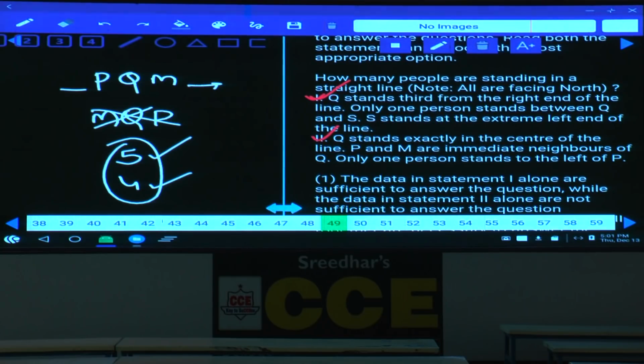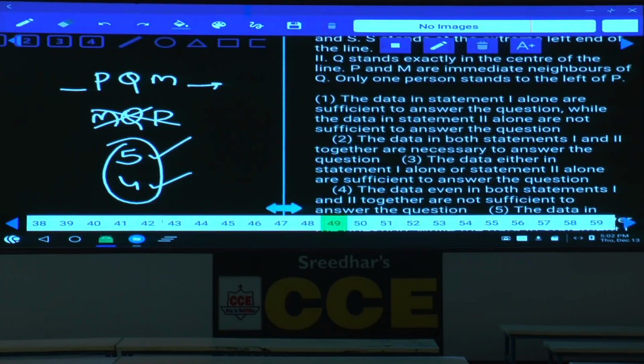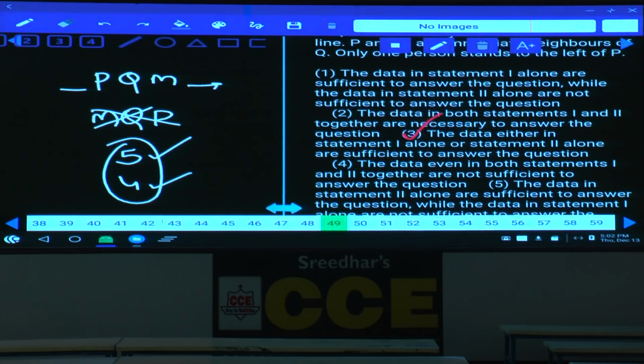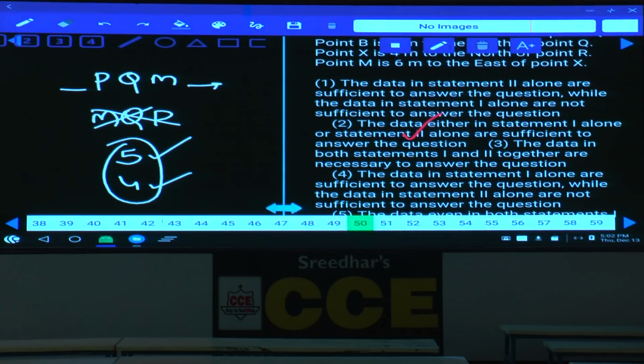Tell me, are we getting a unique answer with the help of condition number 1 or not? Now with the help of condition number 2 also, we are getting only 1 answer. Yes? Then what is your answer here? Either 1 or 2, that is choice 3. 1 alone is sufficient and 2 alone is also sufficient. Each statement alone is sufficient, that is choice 3.